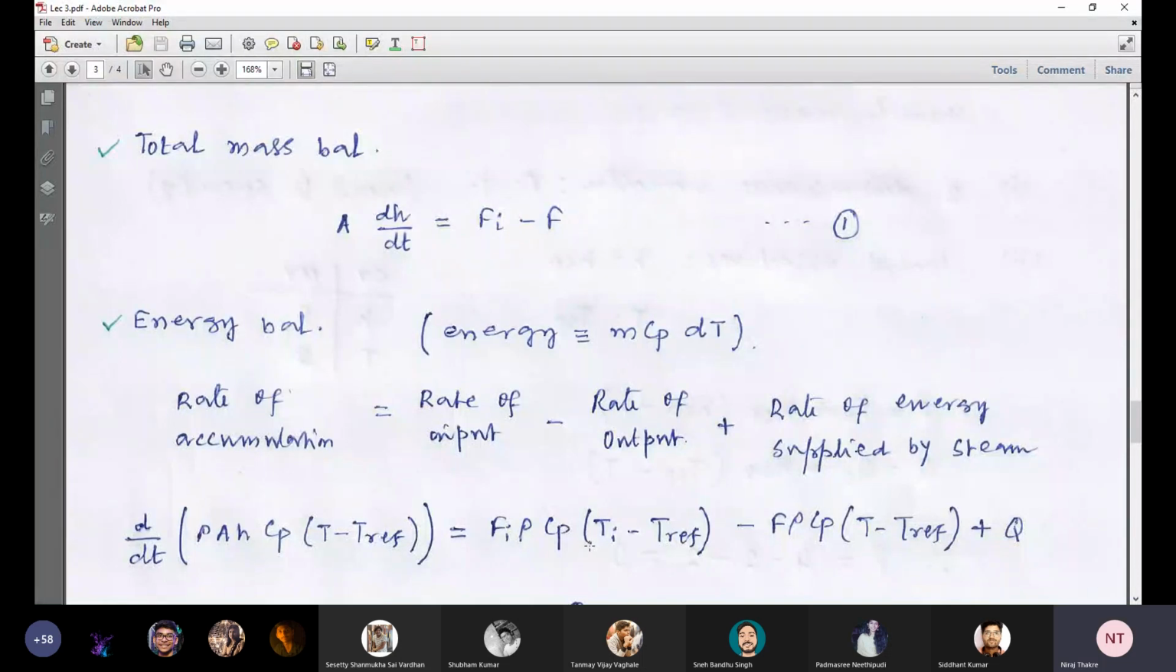Can you tell me what is Q? If we further want to extend this expression, what is the Q expression? Q is what? Anyone? Q is the heat that is coming from the heater. Yeah, you tell the mathematical expression. What is Q?